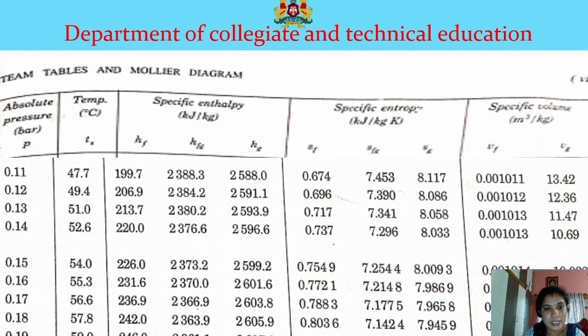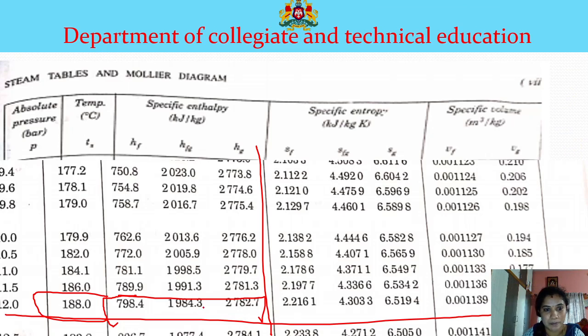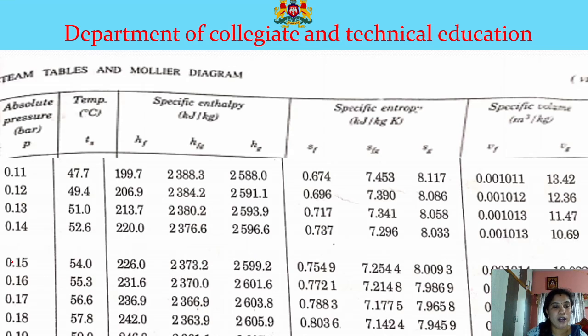So what was the second condition? I'll see here. Second condition, we have an exit pressure of 0.15 bar. So now we have to open the steam table and check for the pressure 0.15. That is what I have taken. For the pressure 0.15 bar, we need to calculate the specific enthalpies.